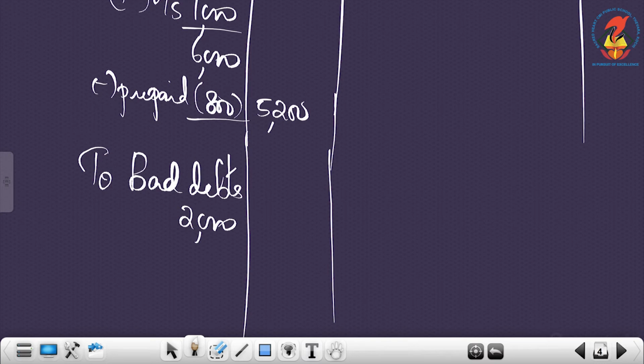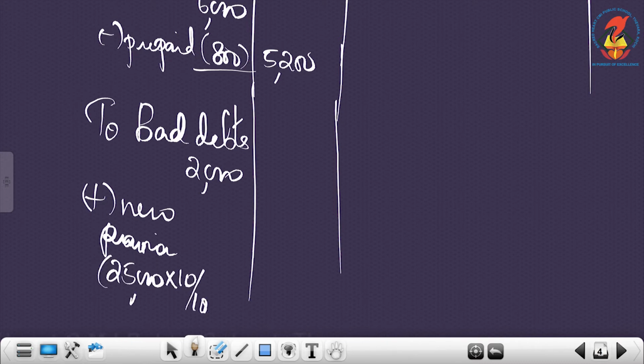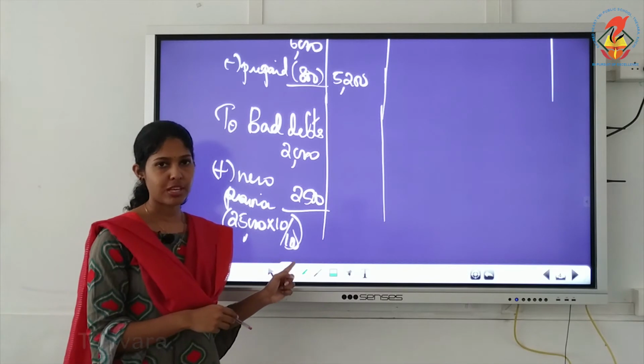Then do we have any further bad debts? No, but we have new provision in the question. Did you see the last adjustment, provision for doubtful debts? That we will take now, and you have to compute 10% on debtors. Debtors figure is 25,000. So we will do 25,000 into 10%. It is 2,500.